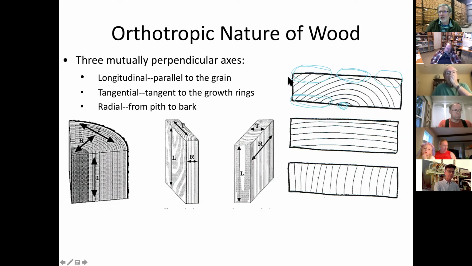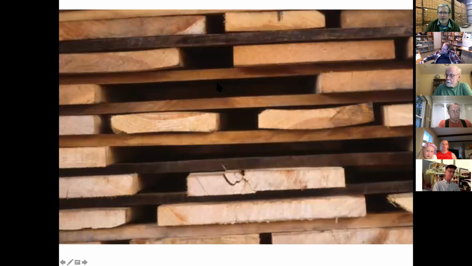So looking at this piece in general, the top portion has more tangential plane of reference than the bottom portion. So we know that the top portion, as it dries, is going to shrink more than the bottom portion. Why? Because there's more tangential plane of reference on the top than there is on the bottom. And what does that do? Well, that leaves us with a piece of wood that looks like this.